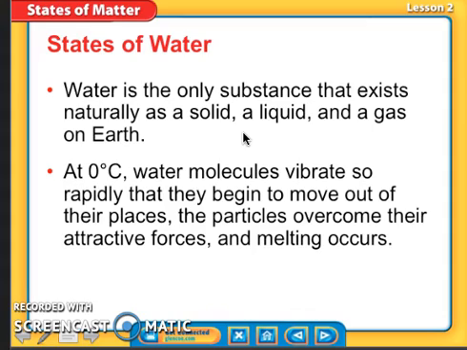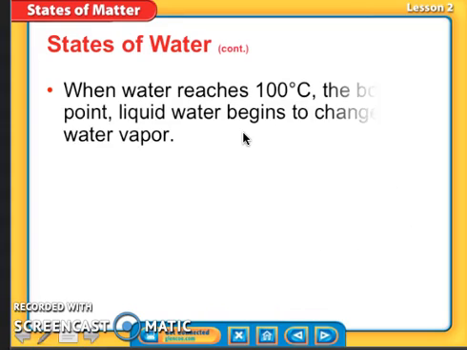If you have water that's less than 0, and once you get up to 0, the particles start to break apart, and that goes from a solid to a liquid. That's where it's melting. Now, when water reaches 100 degrees Celsius, that's the boiling point. You have liquid water, it begins to change into water vapor.